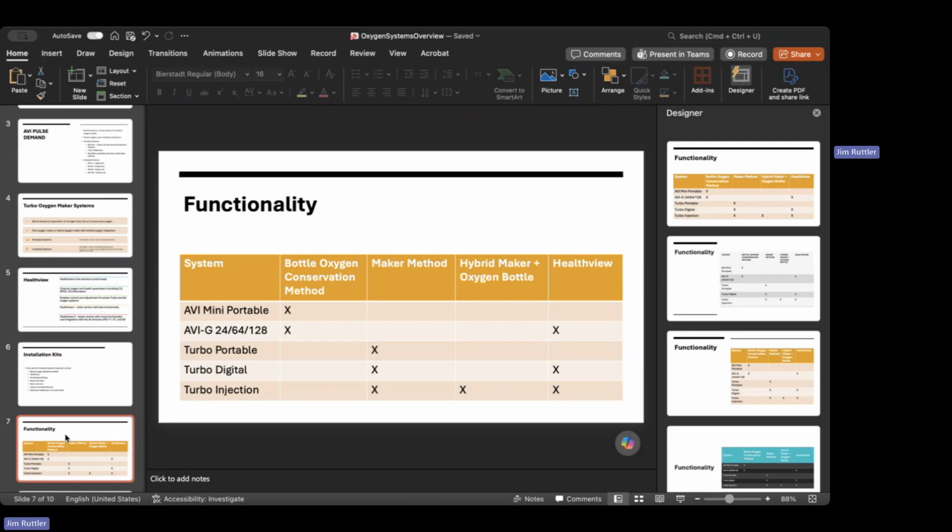Now, the installed versions also work with the Aithre Connect app, but they also work with the HealthView as well because they have wired connections to it. Now, Turbo Digital, remember this one is your maker only method. It does not do a hybrid maker and does not include an oxygen bottle, although there is one as a backup included in the kit. It just doesn't integrate the flow from the maker and the bottle into one common output flow. It's a separate backup bottle entirely, kind of a standalone bottle.